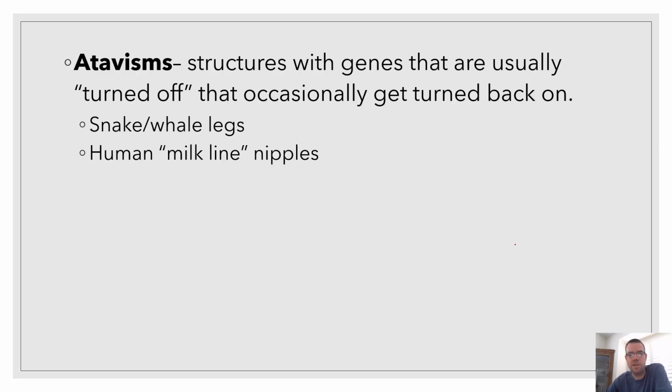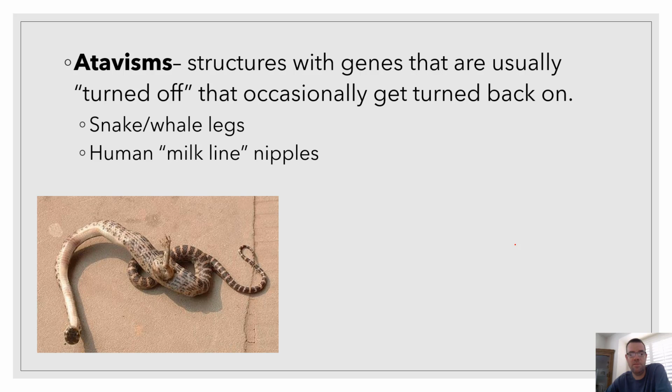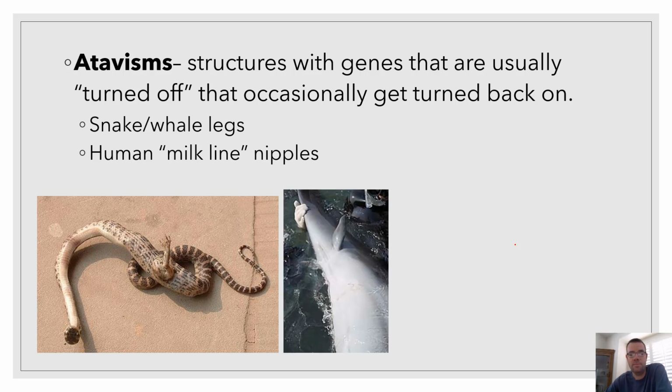Okay, atavisms are structures that occasionally will get turned back on. That would be like a human tail. If you were born with a tail, that'd be an atavism. But it's things like every once in a while, a snake is born with legs. The genes are still there. Or a dolphin or a whale born with legs or back fins.